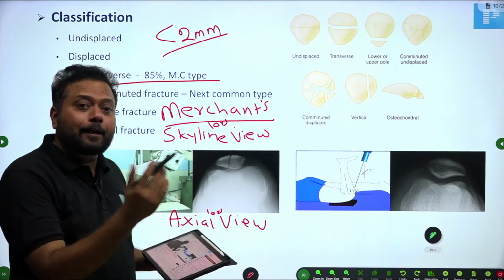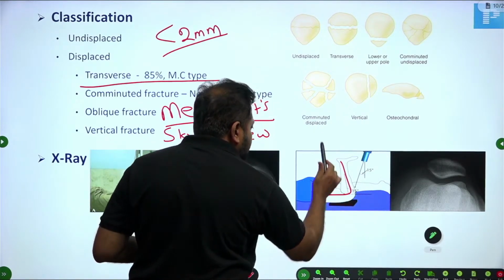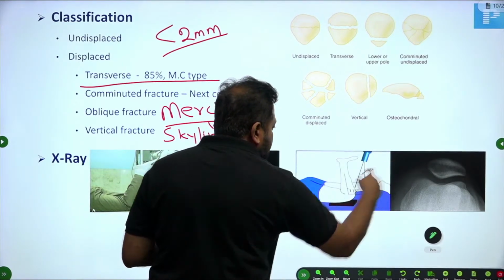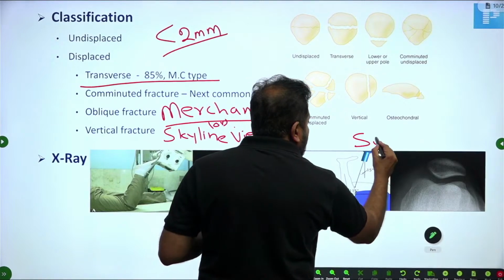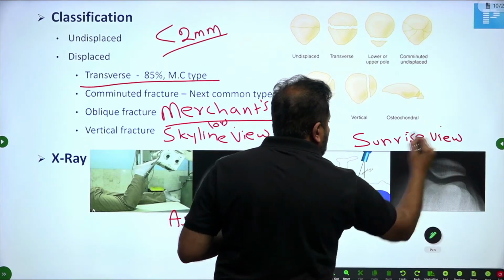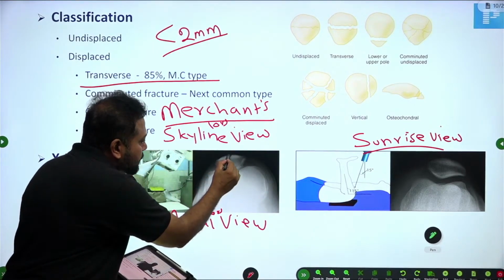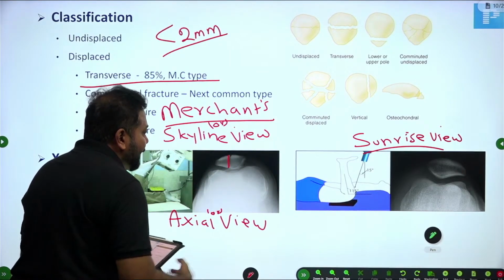Instead of 45 degree flexion, when you flex the knee joint to 90 or 110 degree flexion like this, you will get a picture like this, and this view is called sunrise view. These two views are excellent views to visualize. You see how the patella is seen. Here is also a fracture patella seen. How clearly it is seen.